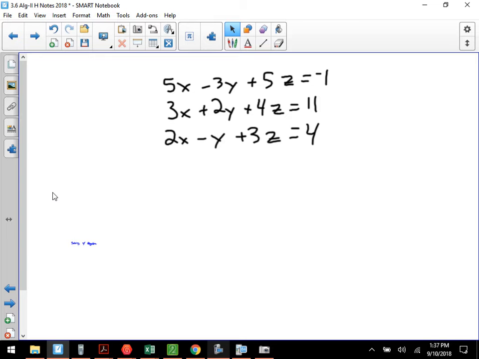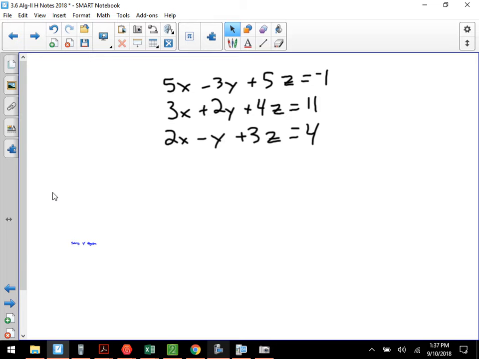In this one here, let's see, we got 5x minus 3y plus 5z is negative 1. 3x plus 2y plus 4z is 11. 2x minus y plus 3z is 4, not negative 4. Excuse me. So when you have this, which of the 3 do you want to use to eliminate something from the other 2? The bottom one. Yeah, that's what I'm thinking too.